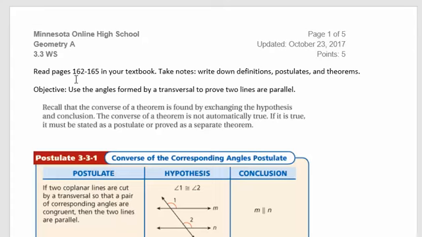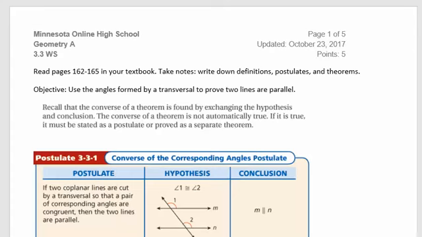So you should have already read pages 162 to 165 in your textbook to get a good overview. You should take notes, write down any definitions, postulates, and theorems that are in this section. Our objective is to use the angles formed by a transversal to prove that two lines are parallel.